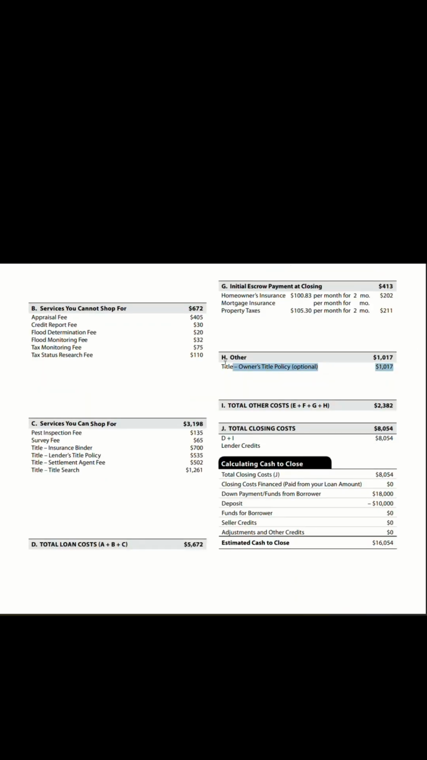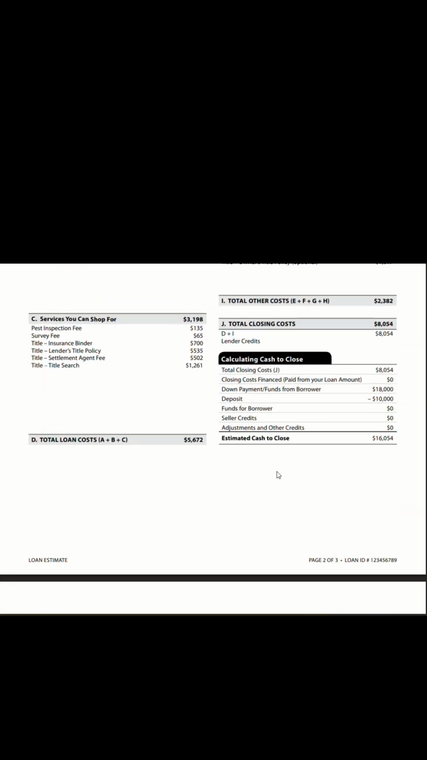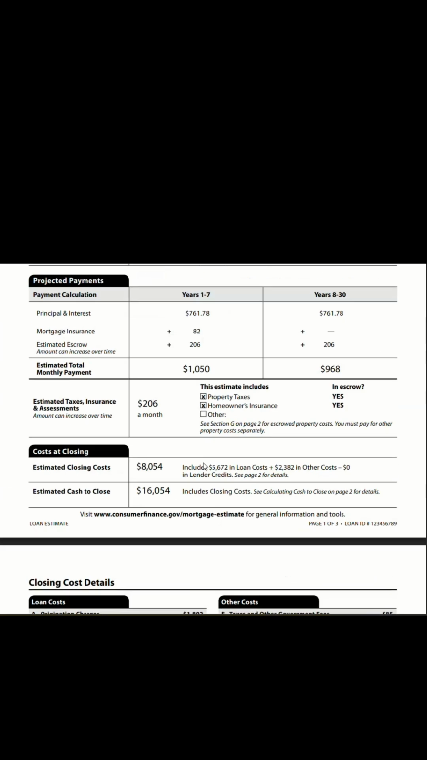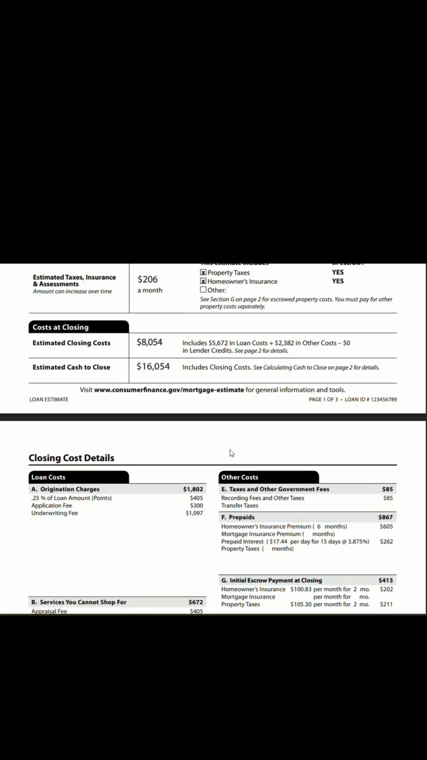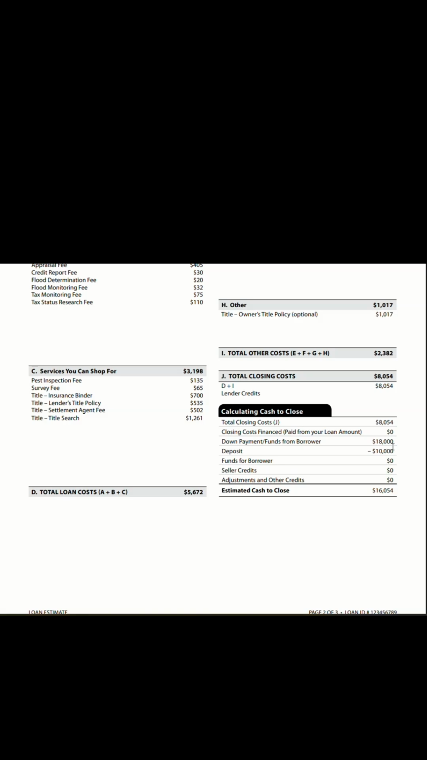Title owner's policy, this is optional. I would always recommend getting an owner's title policy. But there's that right there. And then there's no lender credits on this. Now, as I stated before, we're going to hold it. They put $18,000 down, but how come they only need $16,000 at close? That's because they put a $10,000 deposit. So their actual out-of-pocket on this is $26,000.